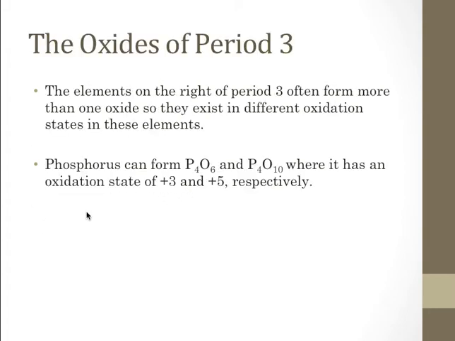Before we leave, you should also know that sulfur can be sulfur dioxide or sulfur trioxide. Chlorine can be Cl2O7 or Cl2O. It's helpful to know those different things. And kind of memorization? Yeah, kind of memorization.